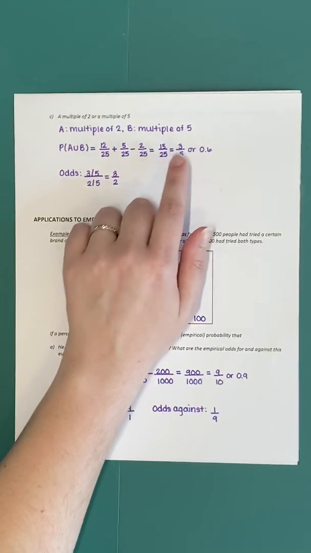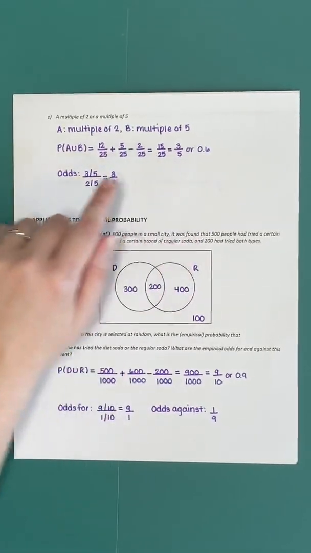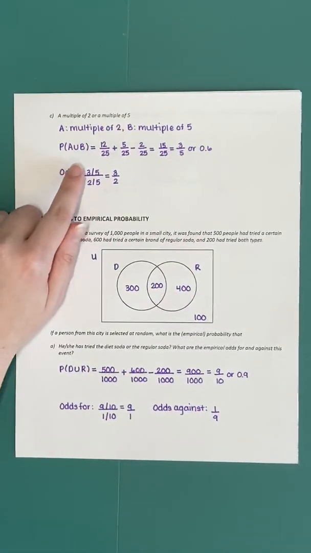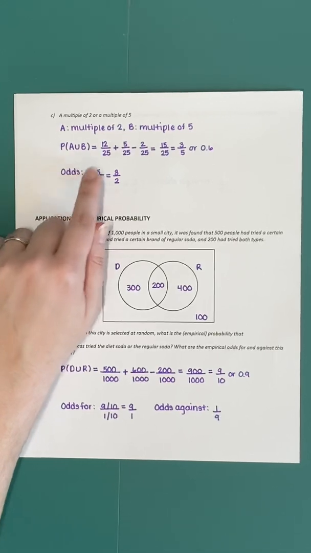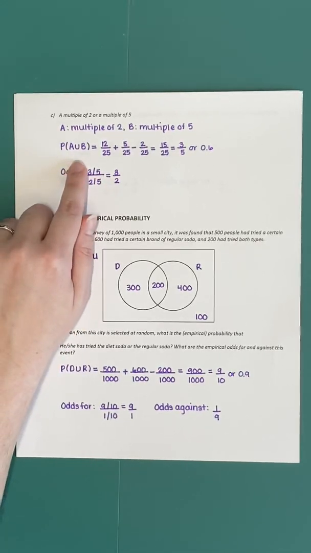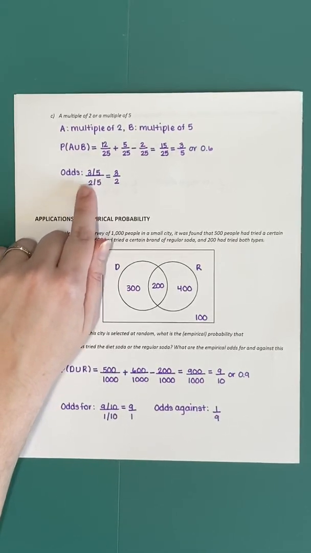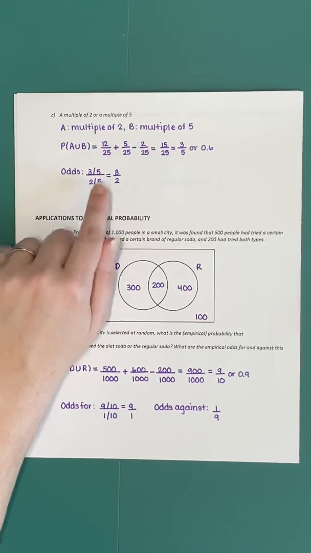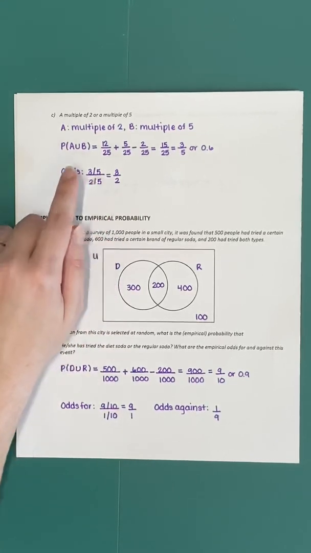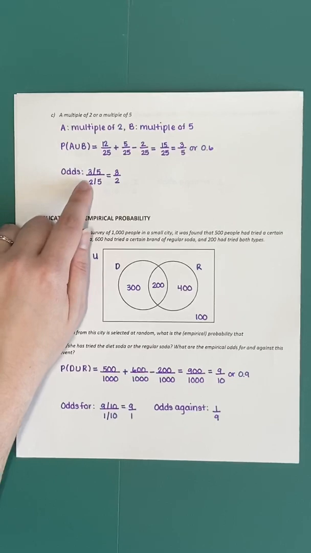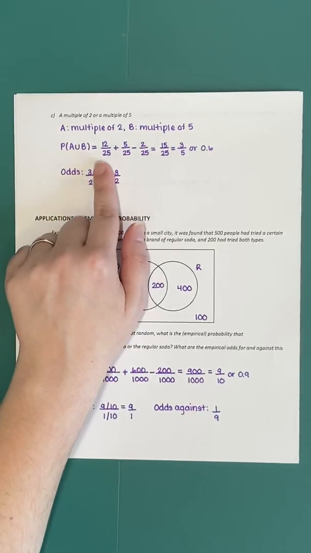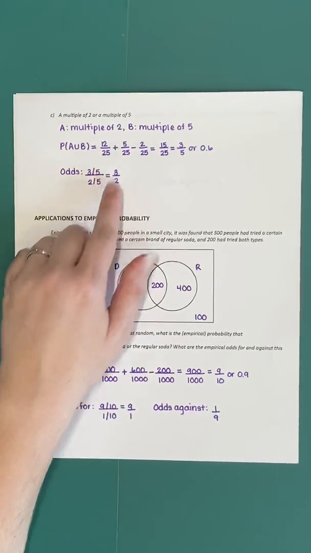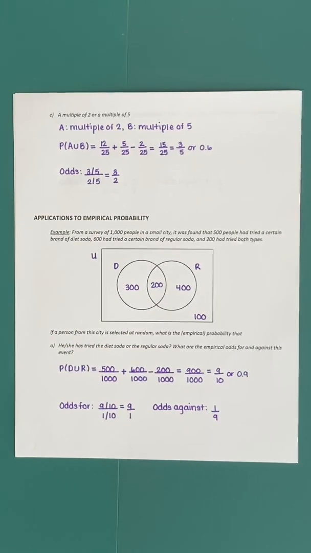So if the probability of the union is going to be 3 out of 5, then the odds in favor of the event are going to be the probability that the event does occur, 3 out of 5. Well, if 3 out of 5 times the event does occur, then the remaining 2 out of 5 times the event does not occur. So 3 out of 5 divided by 2 out of 5, reduce that common denominator, and that's going to give us odds of 3 to 2.